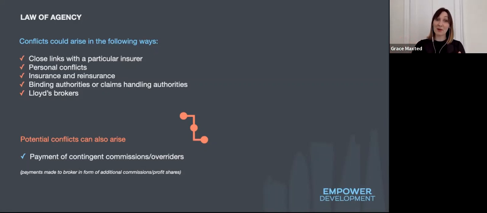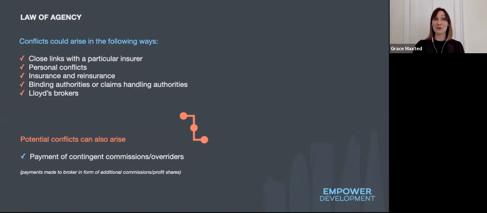And in the payment of money, sometimes there can be conflicts where a broker is actually offered what we call an overrider or some kind of other inducement or contingent commission on top of perhaps what they would normally get. That's to write more business. So we need to be mindful of those areas as well.